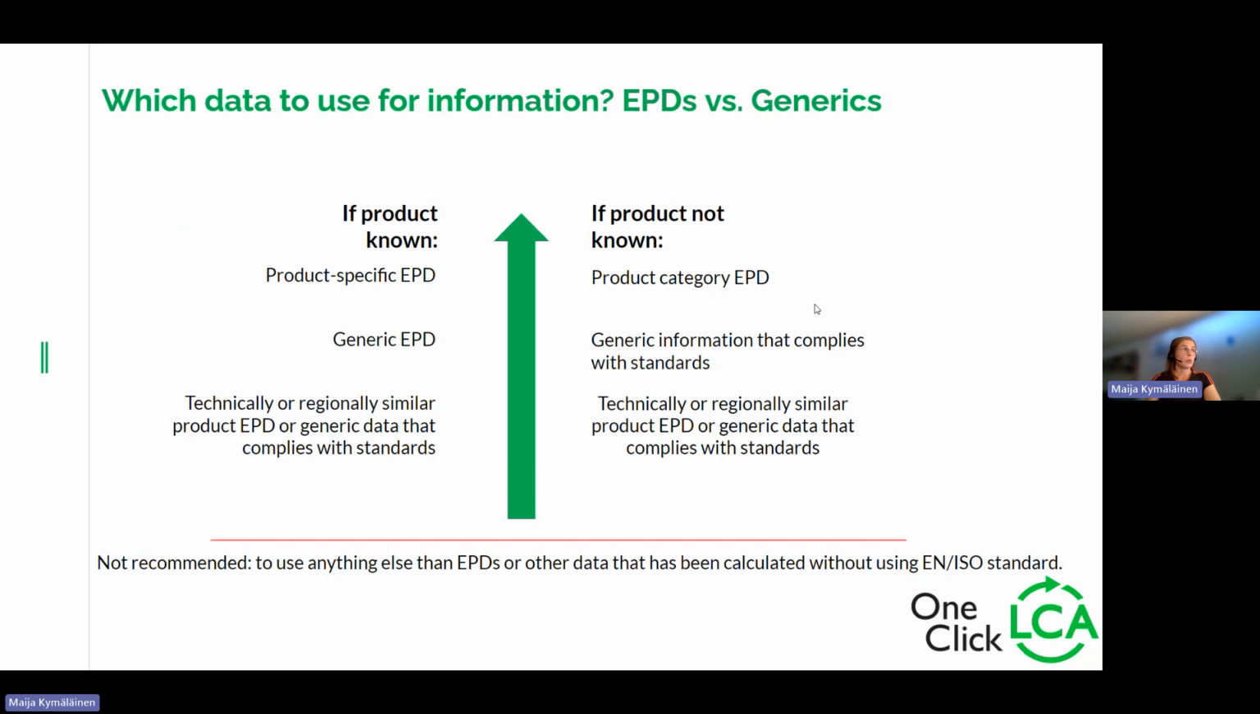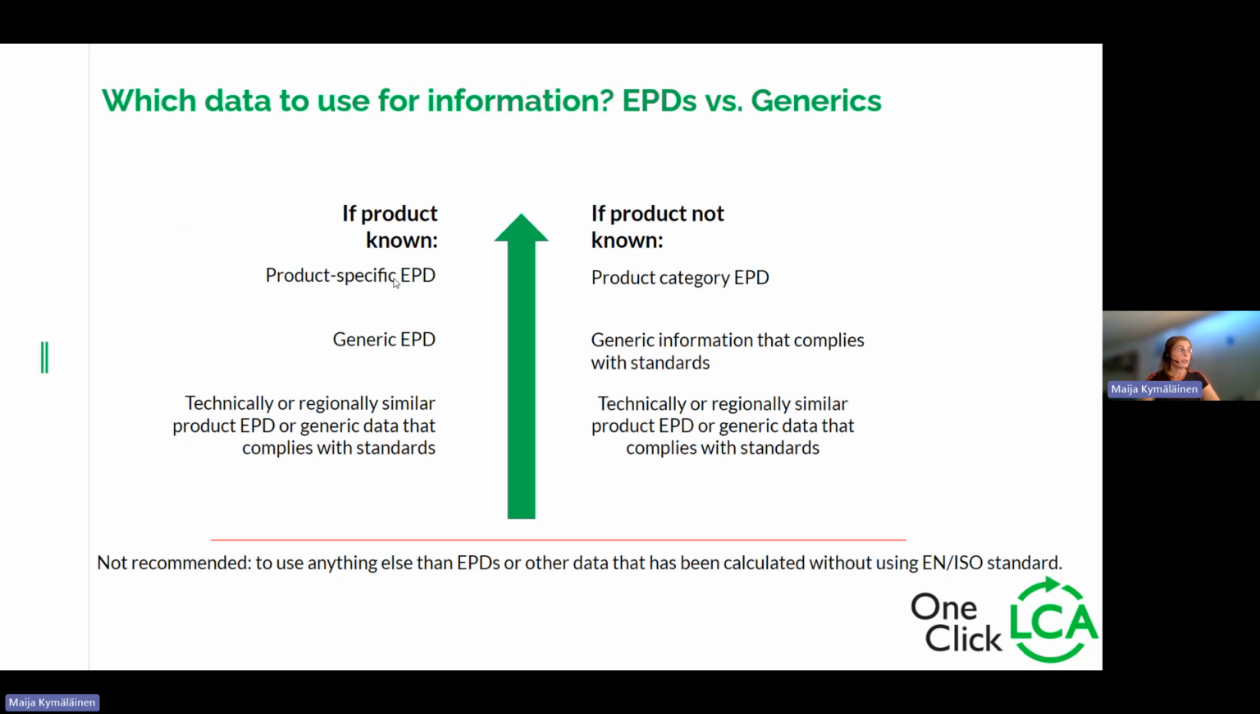So if you don't know which product you are using, you might use these product category EPDs, or you can use generic information that complies with standards. So for example, in One Click LCA, we have One Click LCA generics that are combined from several kinds of data, and they are always localized to your project location. So they are basically as reliable as these product category EPDs.